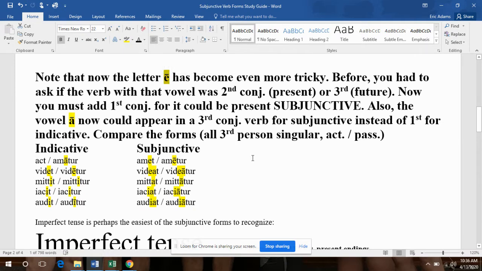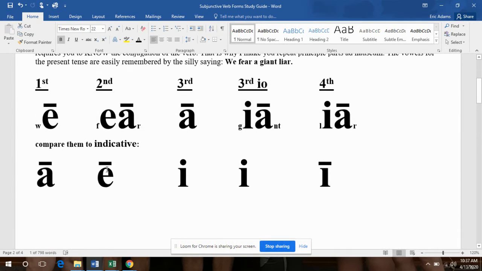Remember, when it was a long E previously, you had to ask the question, is it second conjugation or third conjugation? If you had a long E as the vowel in a second conjugation verb, we're talking about a present indicative. If it were in a third, it'd be a future indicative. Now we have to ask, is it a long E in a first conjugation verb? Because then it would be a subjunctive form.